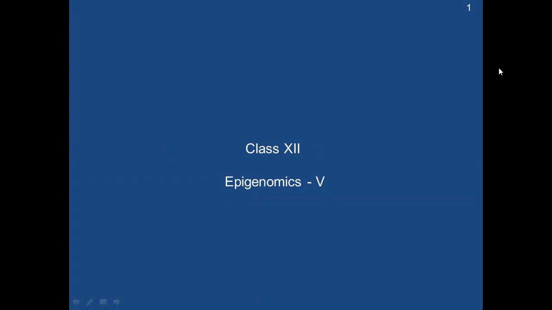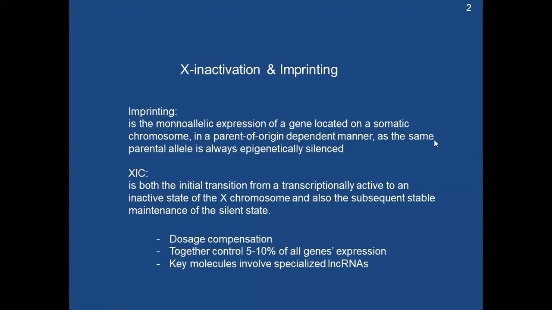So we are continuing with the second topic, which summarizes what we have learned in epigenetics so far and epigenomics, and that is X chromosome inactivation. Just like imprinting, the X chromosome inactivation utilizes several epigenetic mechanisms at the same time, and therefore it's a good example to review what we have learned so far.